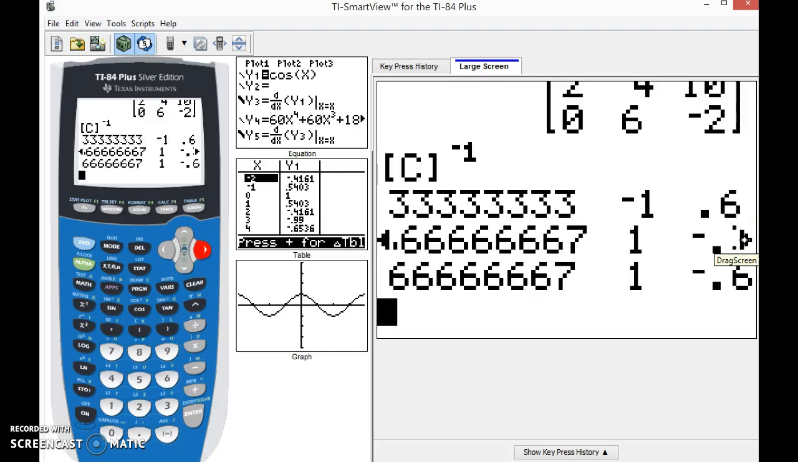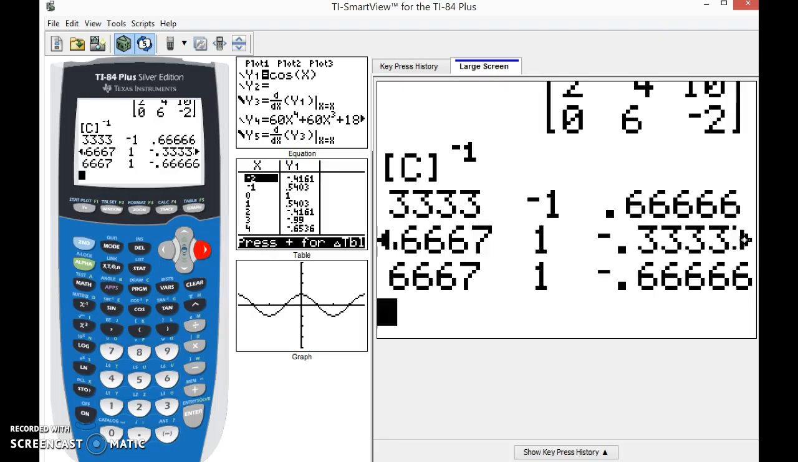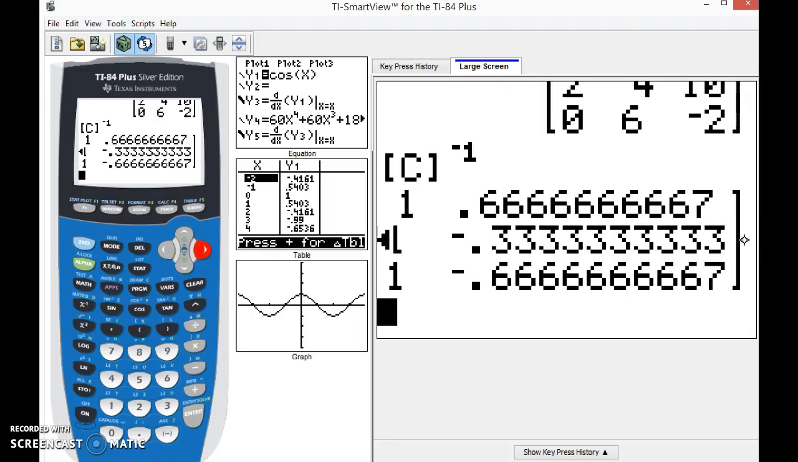And so sure enough, if I scroll over, there's my second column, there's my third column, and that third column is all repeating decimals as well. What would be a whole lot easier is if this was in fraction form instead of decimal form. Okay, just tell your calculator to switch it to a fraction.